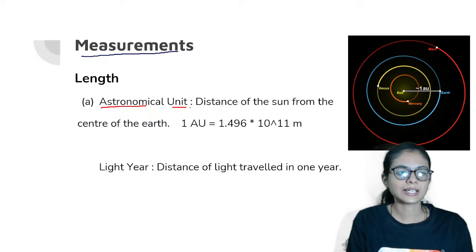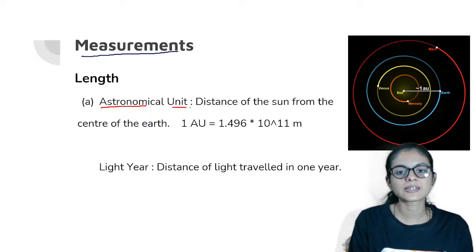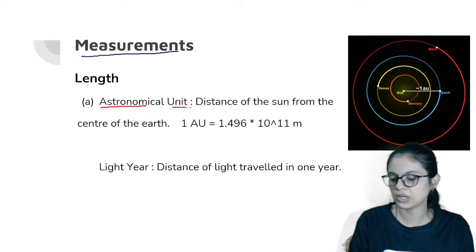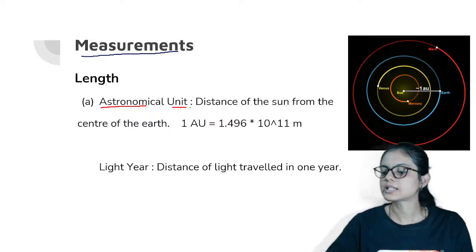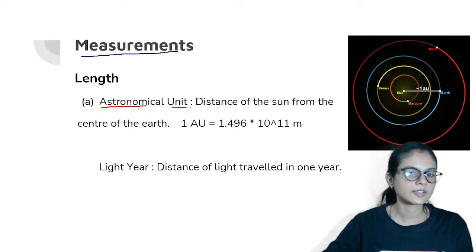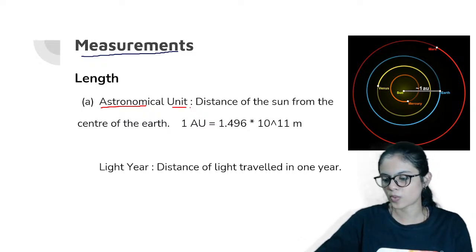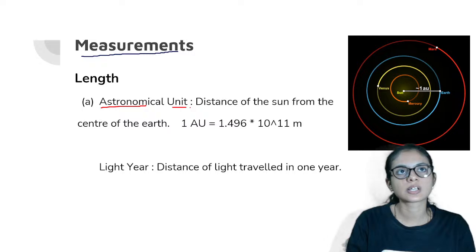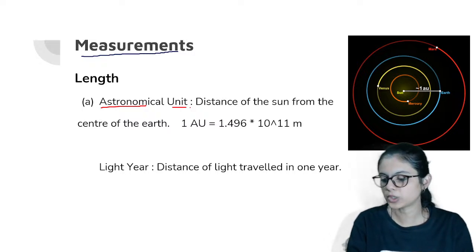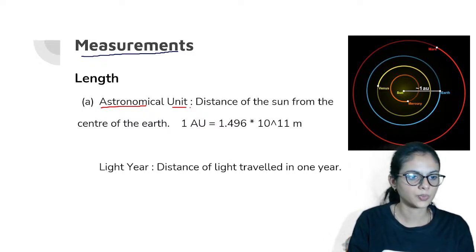So then we have the light year. So what is a light year? A light year is the distance traveled by light in 1 year. Okay, the distance traveled by light in 1 year is called a light year, and its value is 9.67 into 10 power 15 meters.